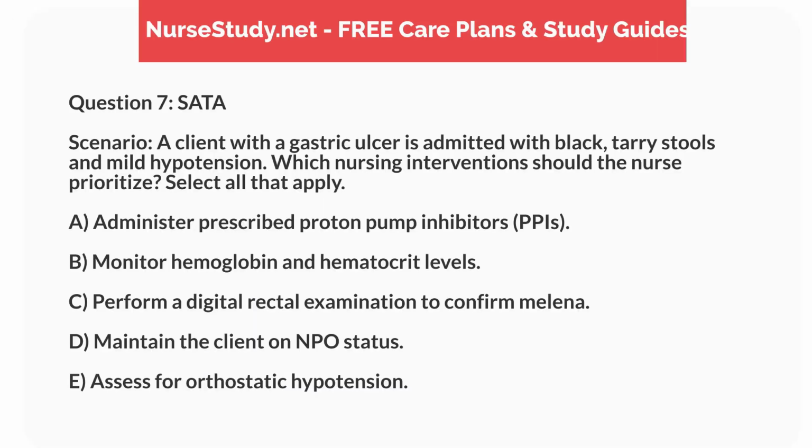Question 7, SATA. Scenario: a client with a gastric ulcer is admitted with black, tarry stools and mild hypotension. Which nursing intervention should the nurse prioritize? Select all that apply. A. Administer prescribed proton pump inhibitors, PPIs. B. Monitor hemoglobin and hematocrit levels. C. Perform a digital rectal examination to confirm melena. D. Maintain the client on NPO status. E. Assess for orthostatic hypotension.